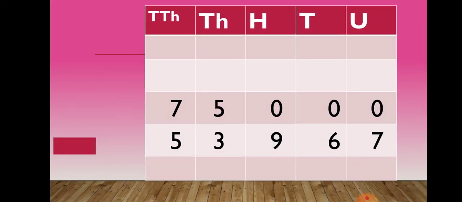Next one, subtract 53,967 from 75,000. How many thousand? 75,000. Here is 7 and here is 0. Do you subtract 7 from 0? No. So what do you do?